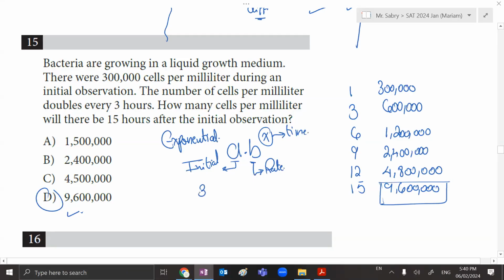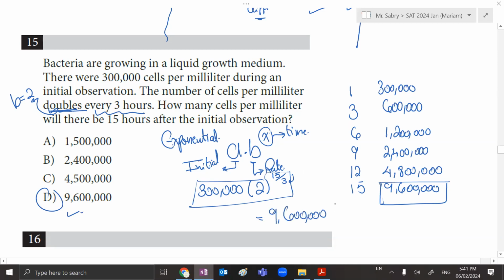So because we started with 300,000, I'll put 300,000 instead of the A. And because it's doubling, that's the rate. That means B equals 2 because I'm multiplying by 2. The trick here is in the power. Because it's doing this every 3 hours, I can't put the power as 15. The 15 has to be divided by 3 because it's happening every 3 hours. You put this on a calculator as it is, and it would get you the answer as 9,600,000. Does it make sense?